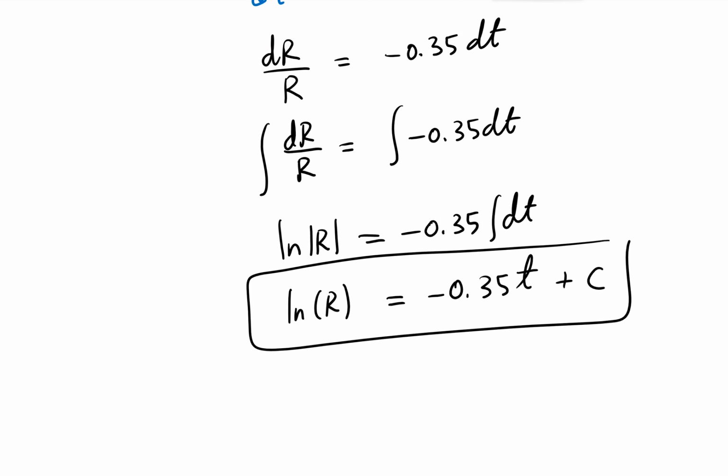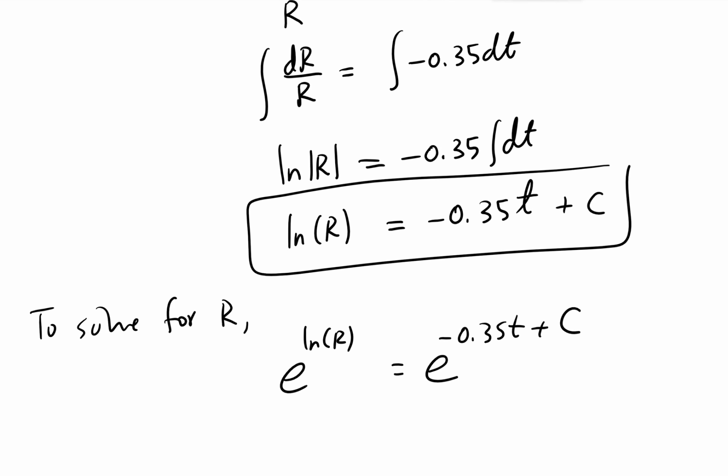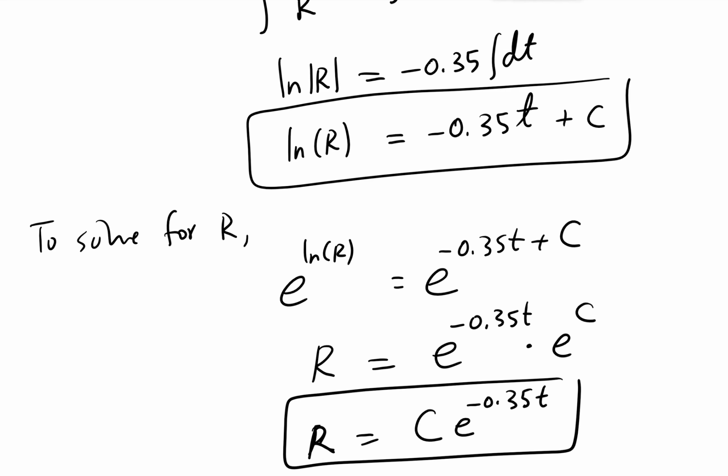If you'd like to solve for r, the way it works, we do e to both sides. And we have a property in logs: e to the natural log of anything is the thing itself. And this one you can break into two terms, e to this times e to c. e to c is just a constant. You can call it k, or capital C, anything you like. So that gives you exactly what r is.